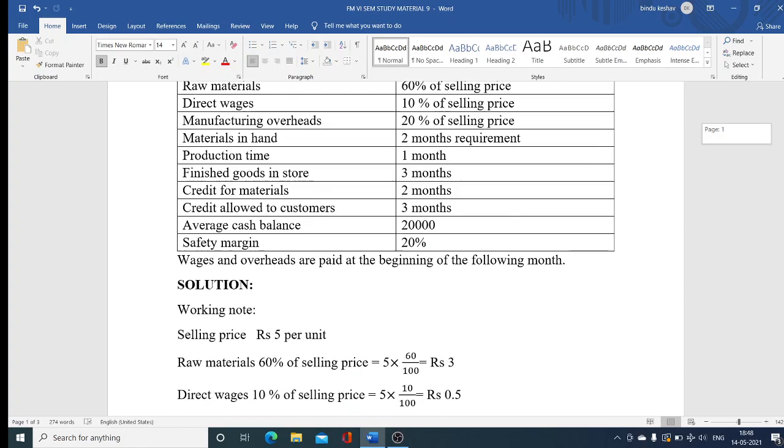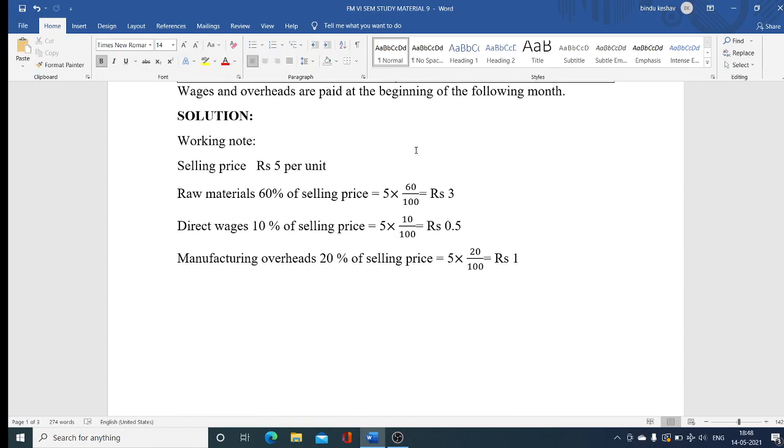So the working note we begin with. Selling price is rupees 5 per unit. So raw materials are 60%. 60% of 5 rupees is 3 rupees. Direct wages are 10% of the selling price. 10% of 5 rupees is 0.5, that is 50 paise. Manufacturing overheads are 20% of the selling price. 5 rupees into 20 by 100, that is 1 rupee. So we have this information. Raw materials 3 rupees, direct wages 50 paise, and manufacturing overheads rupee 1.